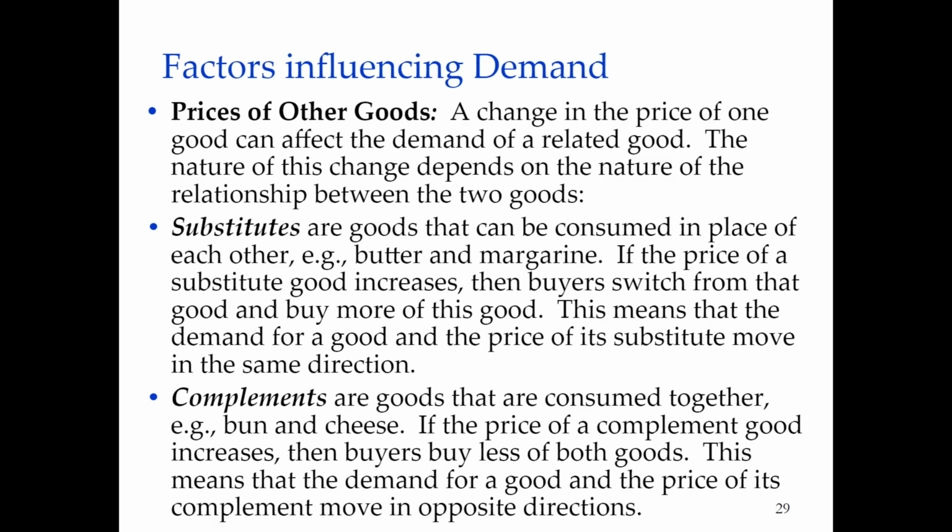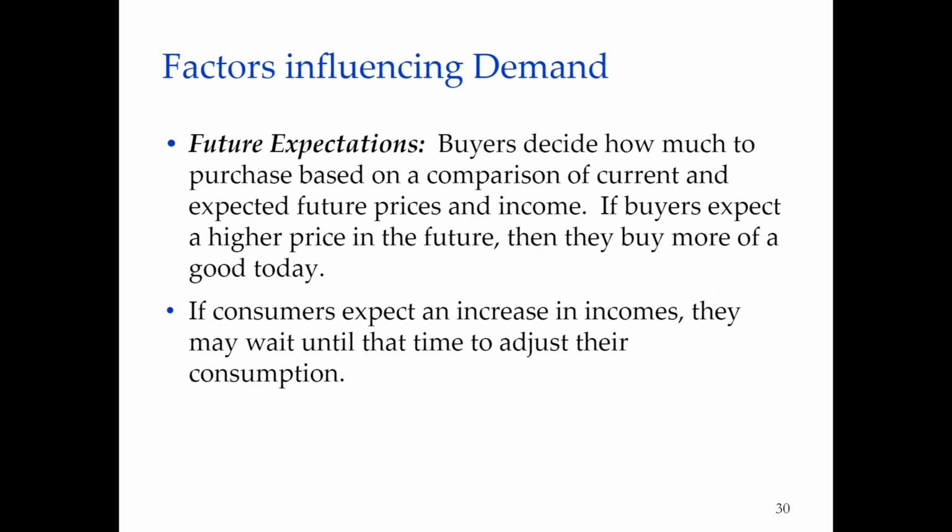Complements are goods that are consumed together, for example, bun and cheese. If the price of a complement good increases, then buyers buy less of both goods. This means that the demand for a good and the price of its complement move in opposite directions. So if a good is a complement, that means they are to be consumed together. When the price of the complement good increases, buyers buy less of both goods because they must be consumed together, in a sense.